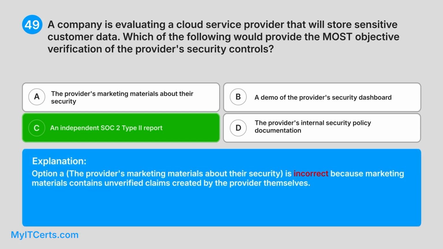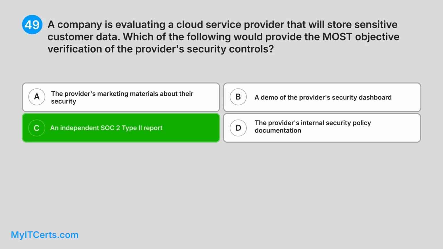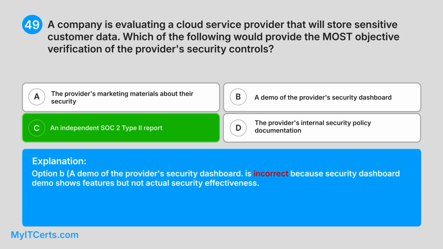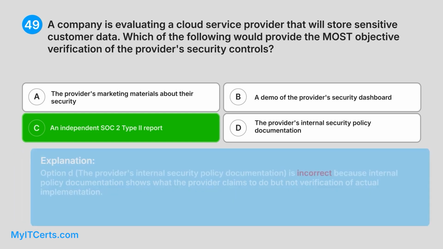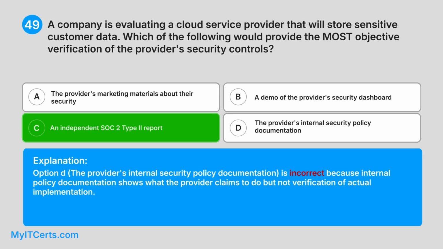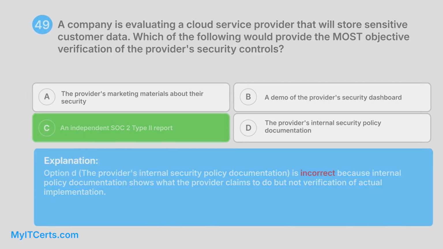Option A, the provider's marketing materials about their security, is incorrect because marketing materials contain unverified claims created by the provider themselves. Option B, a demo of the provider's security dashboard, is incorrect because a security dashboard demo shows features, but not actual security effectiveness. Option D, the provider's internal security policy documentation, is incorrect because internal policy documentation shows what the provider claims to do, but not a verification of actual implementation.